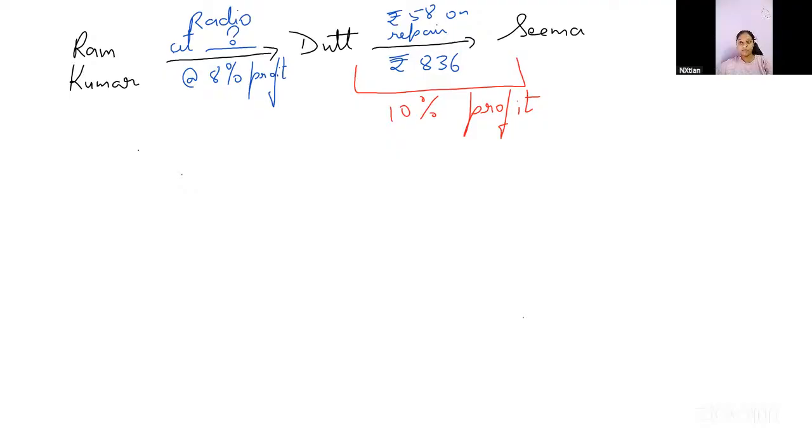Ramkumar sold a radio to that at what price I don't know, but at 8% profit. Then this Dutt sold to Seema. Dutt did some repair on the radio, rupees 58 repair he did. And then sold to Seema for rupees 836 and received 10% profit. I have to find out at what original price Ram sold the radio to Dutt.